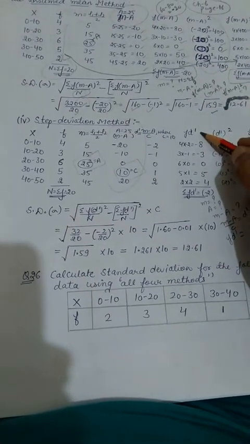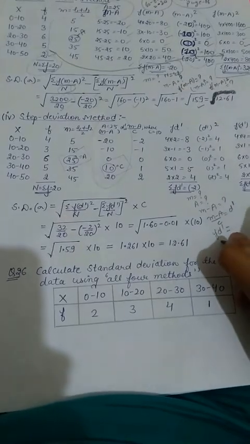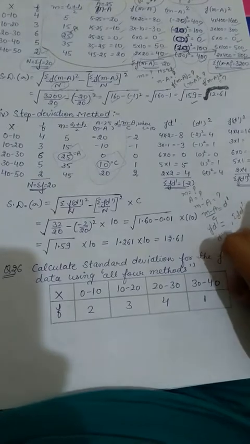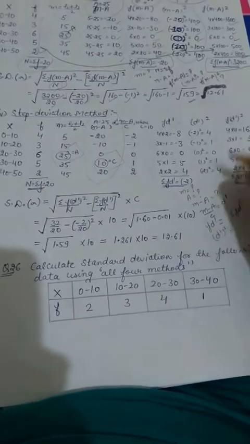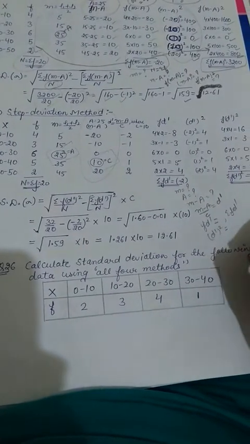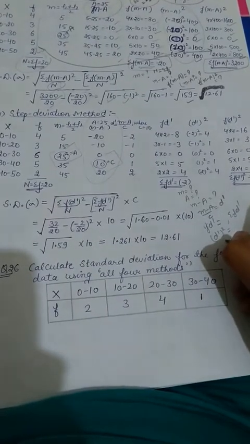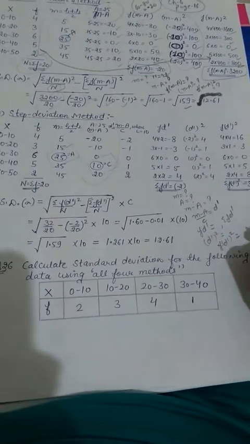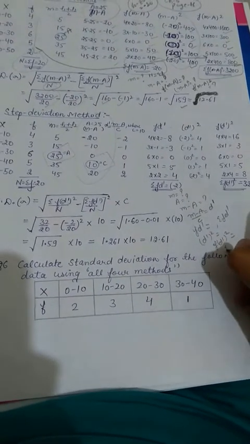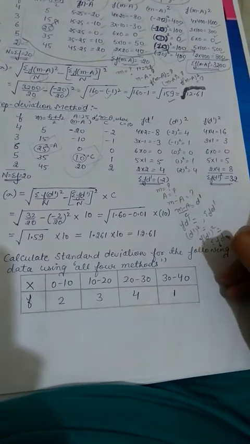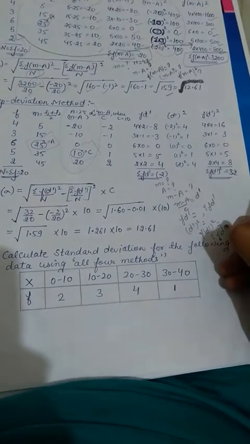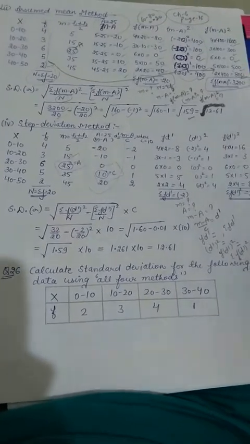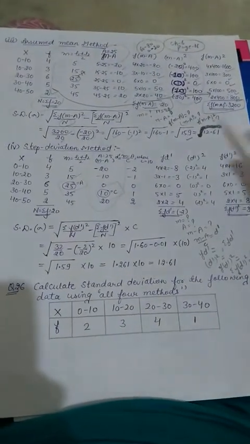So this is your c, this is your a, and after this you need the product of f and d dash, then you need sigma f d dash, then you need the square of d dash, whatever the values are, that square you need, and then you need f into d dash whole square, and finally sigma f d dash whole square. These are the basic values you need. So the same process is there as in the previous question.